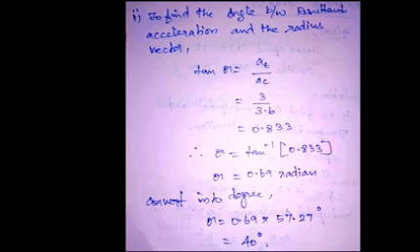Therefore theta is equal to 0.69 into 57.27 degree. So nearly we get the angle is 40 degree. Therefore the angle between the resultant acceleration and the radius vector is 40 degree. So very important problem, students. So go through very carefully.